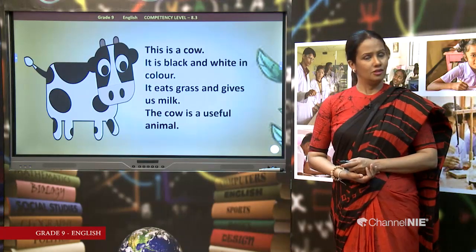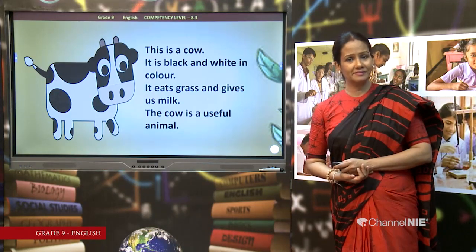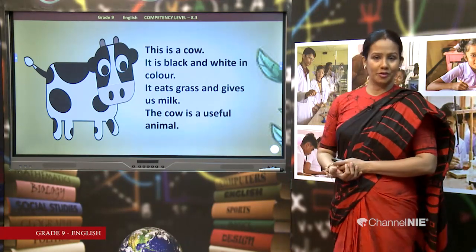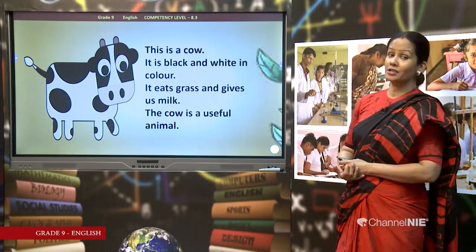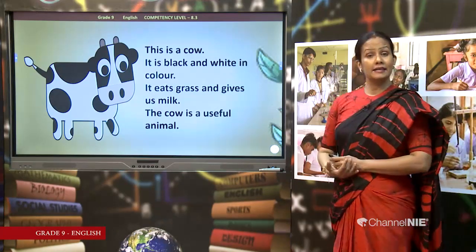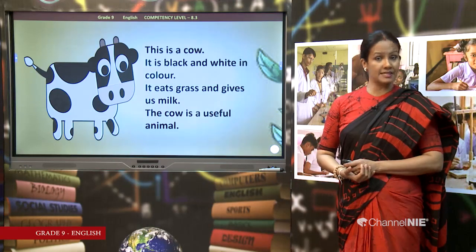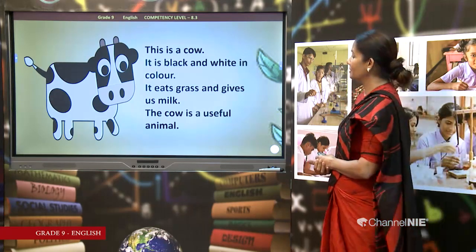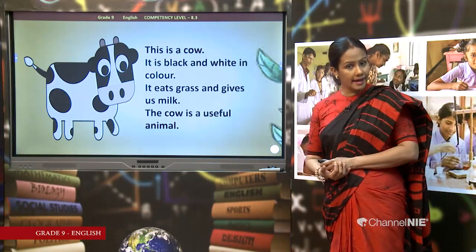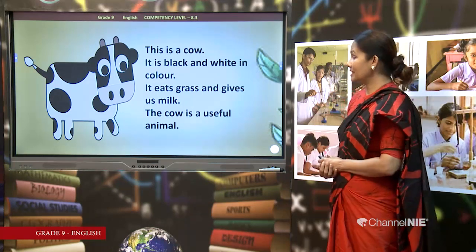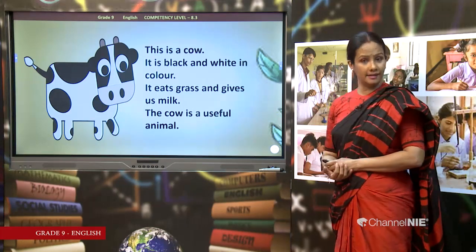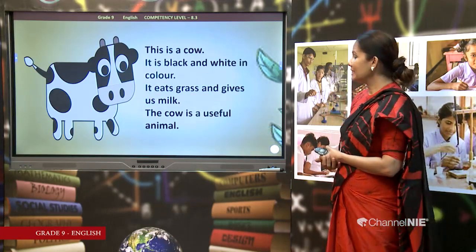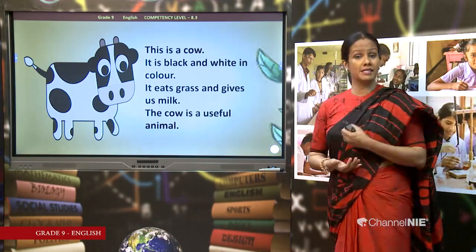Yes. Do you know what this animal is, children? Look at the picture. Yes, I know you can identify the animal because I have helped you with some simple sentences. Shall I read it for you? Then you can read after me. This is a cow. What is this animal? A cow. It is black and white in color. So, we are describing this animal's colors. It eats grass and gives us milk.